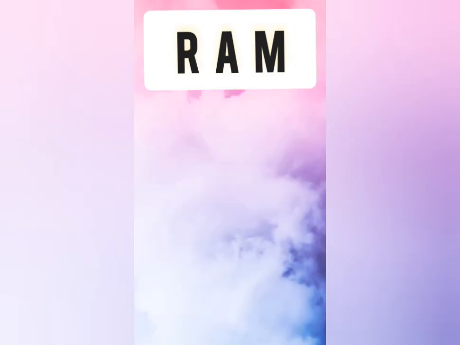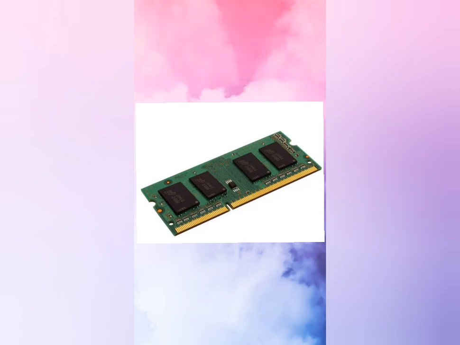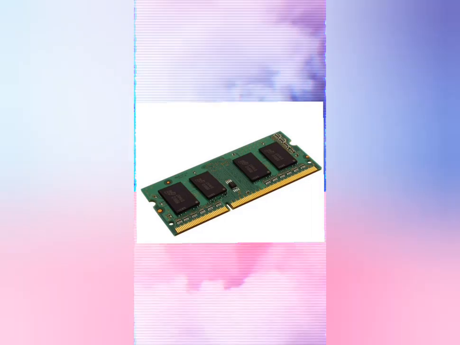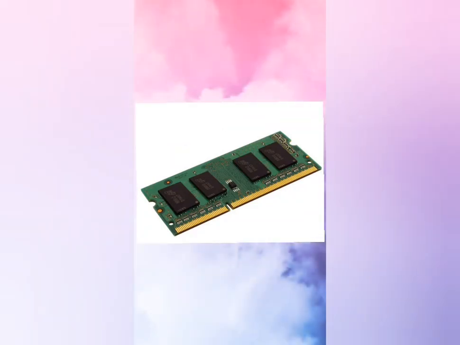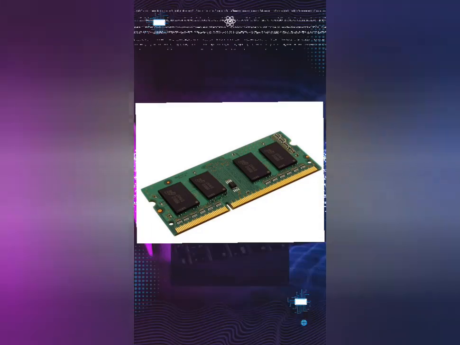We are going to discuss the difference between RAM and ROM. First, random access memory. Random access memory is used to store the program and data being used by the CPU in real time. The data on the random access memory can be read, written and erased any number of times.